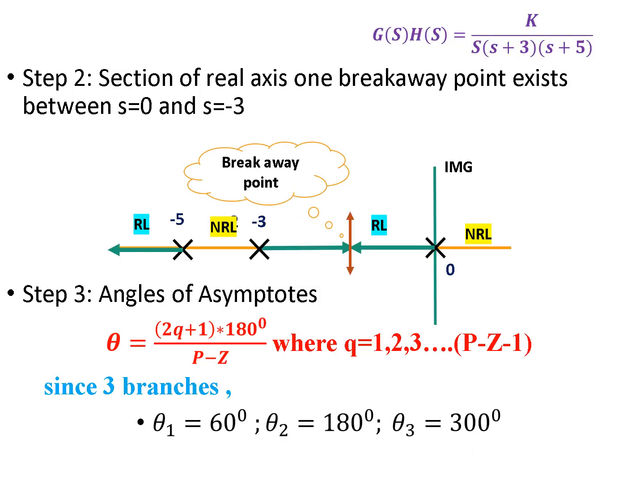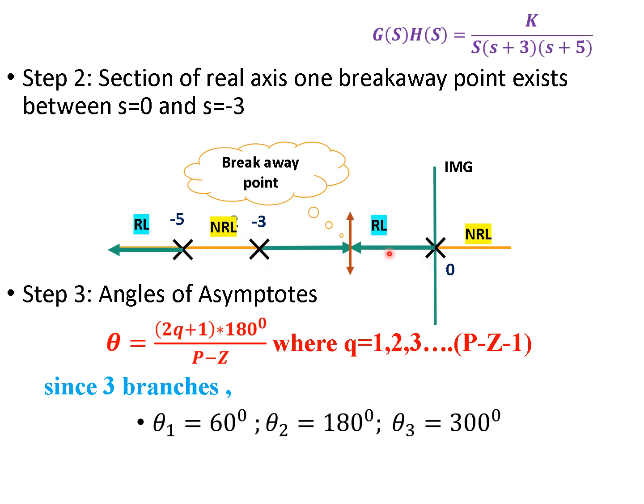Step 2. Selection of real axis. One breakpoint exists between s = 0 and s = -3. Let us see. In the previous case we found out how many poles and zeros are there in the system. The number of poles was 3 and there were no zeros. And the poles were placed at 0, -3 and -5.